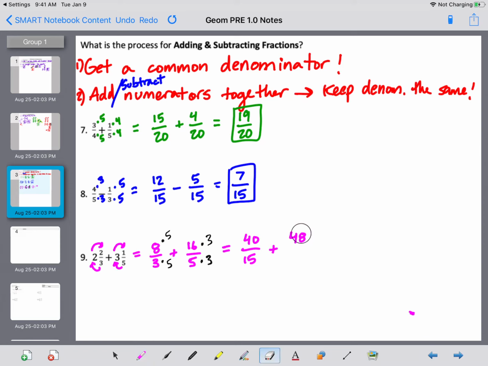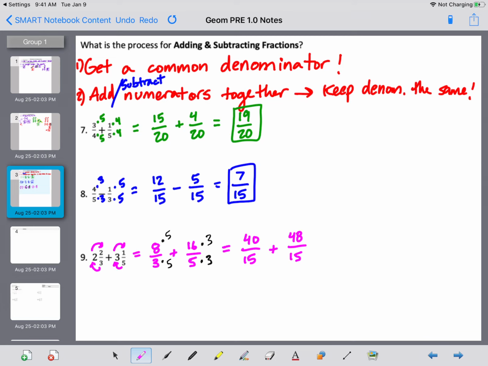Oh, just kidding, no, it's not. 16 times 3 is 54. My mistake. And then 5 times 3 is, again, 15. So now that we have our common denominator, we can, hang on, I was right the first time. 16 times 3 is 48. I don't know what I was thinking.